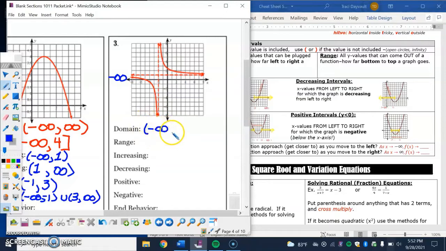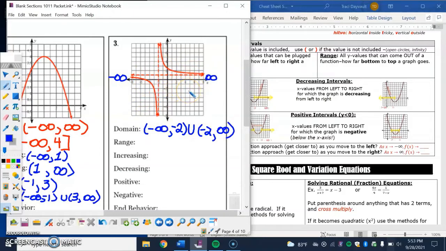We always use parentheses with infinity. And then it keeps going until we get to -2. You cannot plug -2 into this function. So would I put a parentheses or a bracket here? We're going to put parentheses because -2 is not part of the domain. And then from -2 to infinity. So this is basically saying any number can be plugged into this function except for -2.